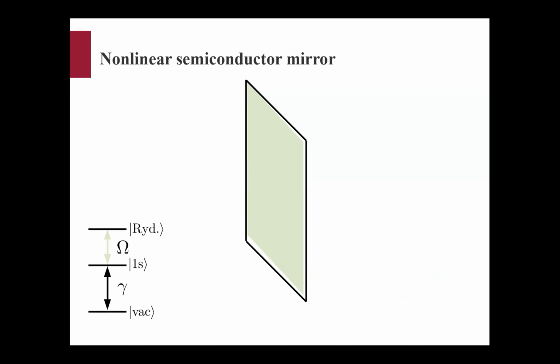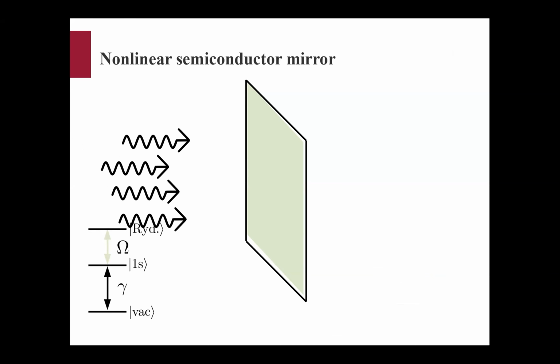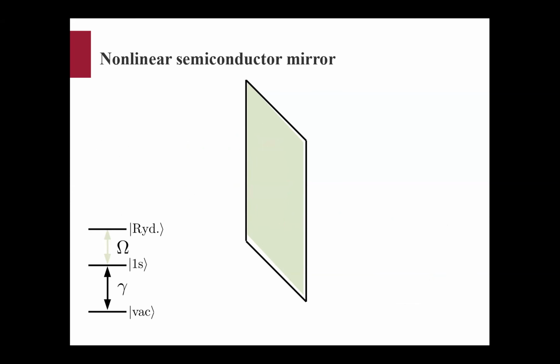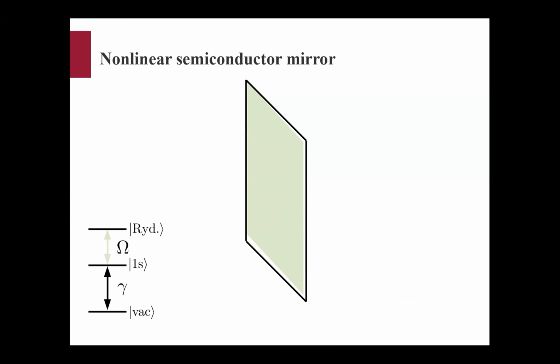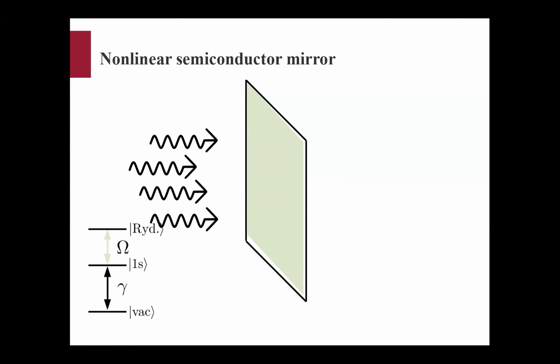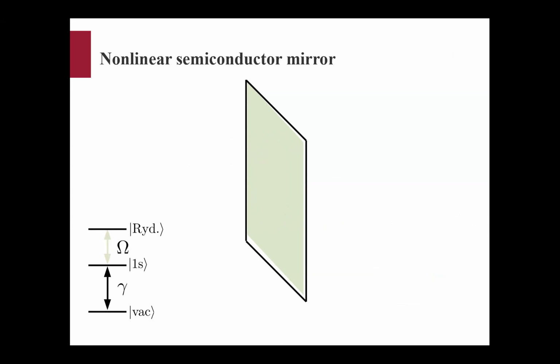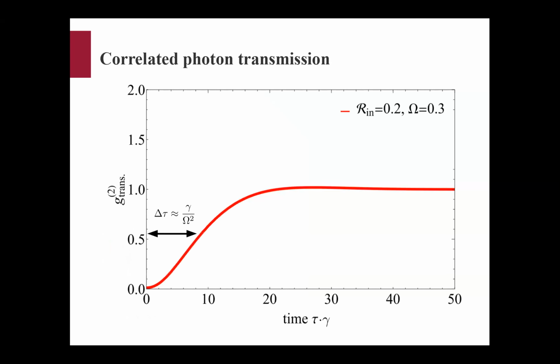And so now if we go to the limit where we have multiple photons and assume that there's Rydberg blockade, then we will have multiple photons coming in and one photon can make it through, but while it's in the semiconductor, it produces Rydberg blockade and basically moves this Rydberg state out of resonance and leaves the mirror state for the remaining photons.